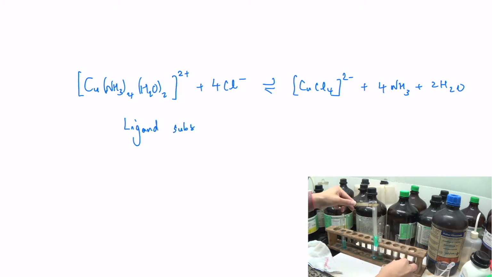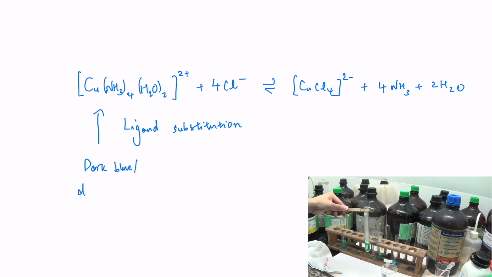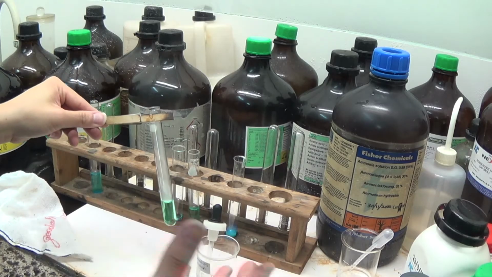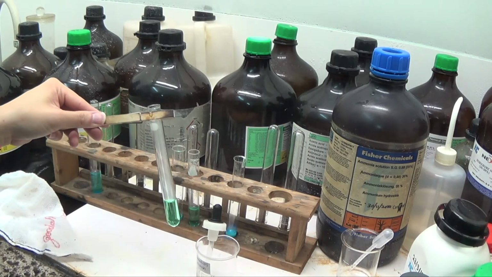Okay, so slowly you could see that the deep blue solution has gone green. Initially it took a bit of time for it to start because the HCl is the acid. The acid will try and remove the NH3 as the base because of the neutralization reaction. So the HCl will react with the NH3 in the neutralization reaction to begin with.